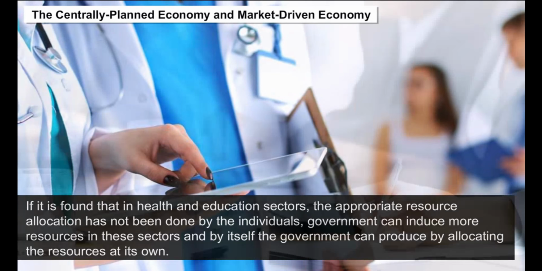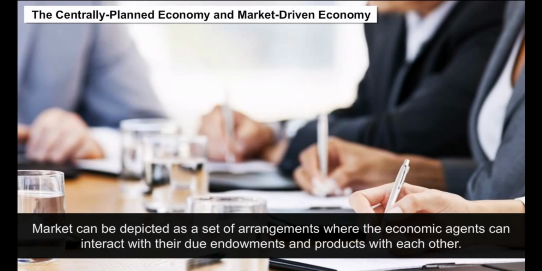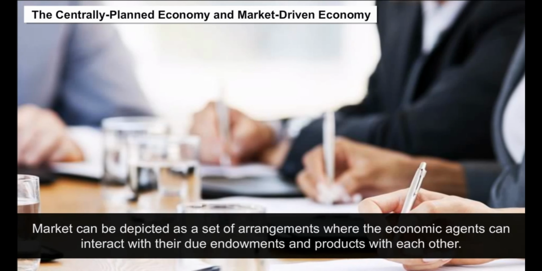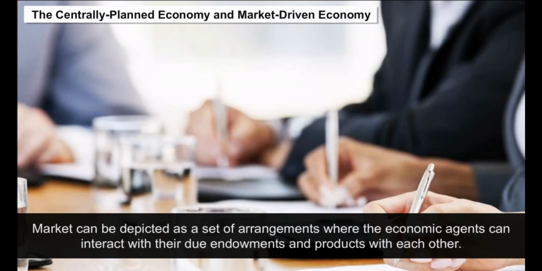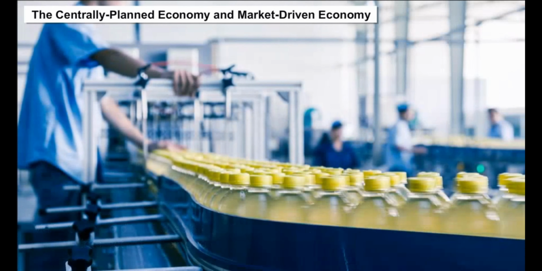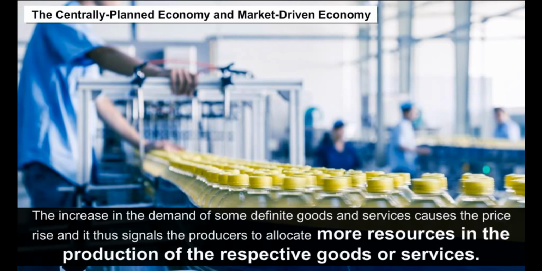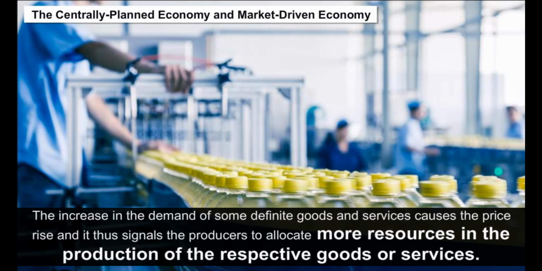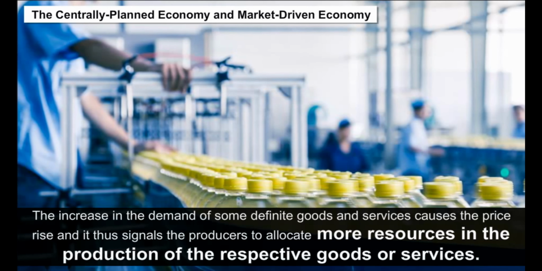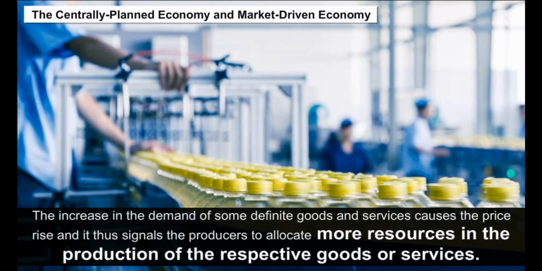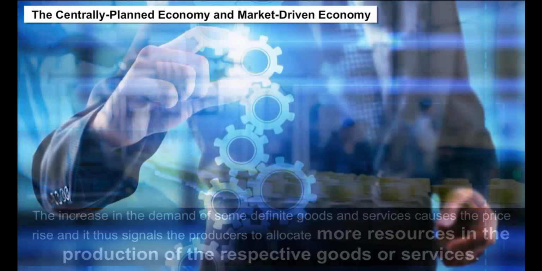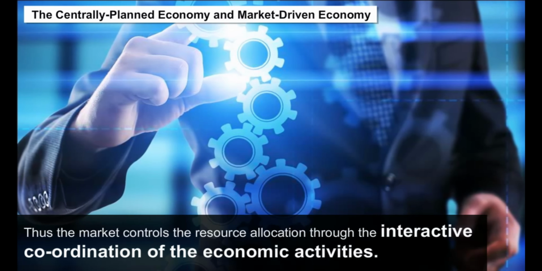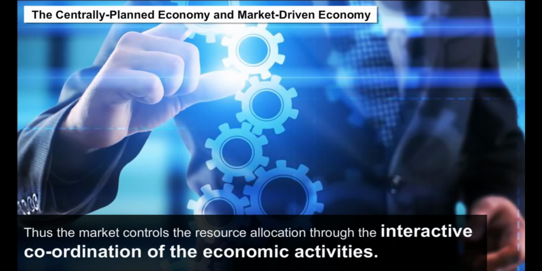Market can be depicted as a set of arrangements where the economic agents can interact with their due endowments and products with each other. The increase in the demand of some definite goods and services causes the price rise, and it thus signals the producers to allocate more resources in the production of their respective goods or services. Thus, the market controls the resource allocation through the interactive coordination of the economic activities.